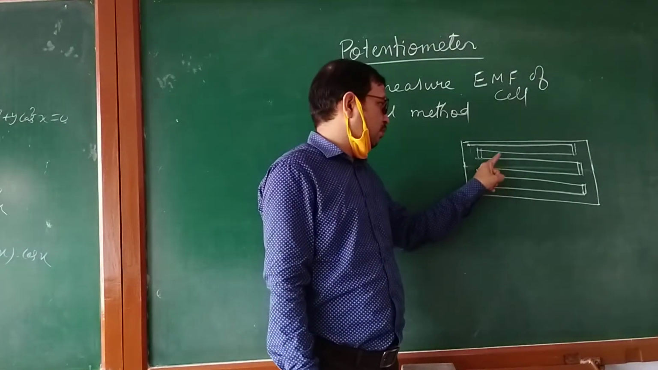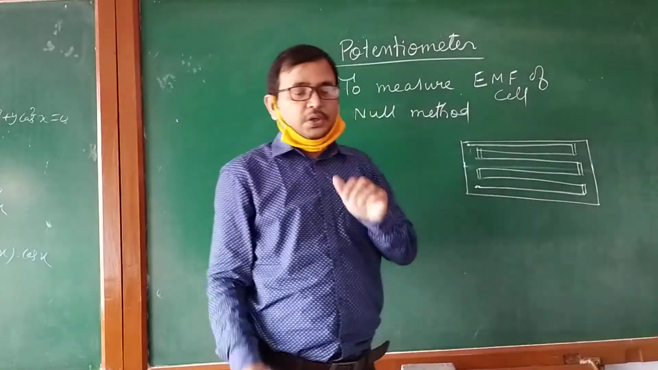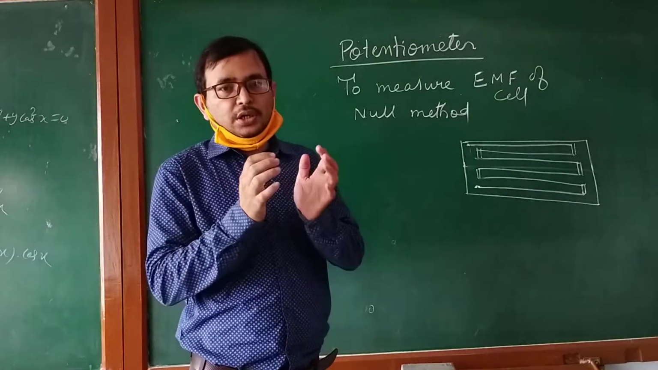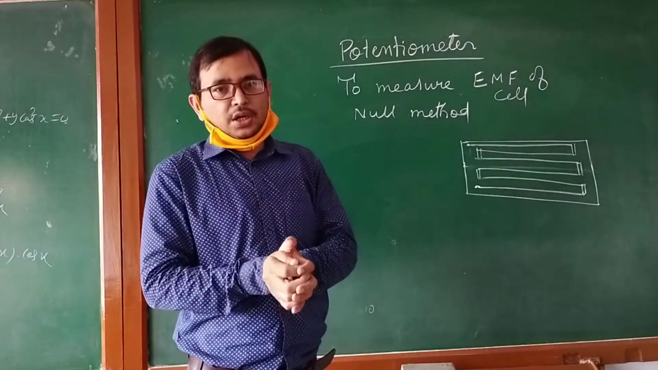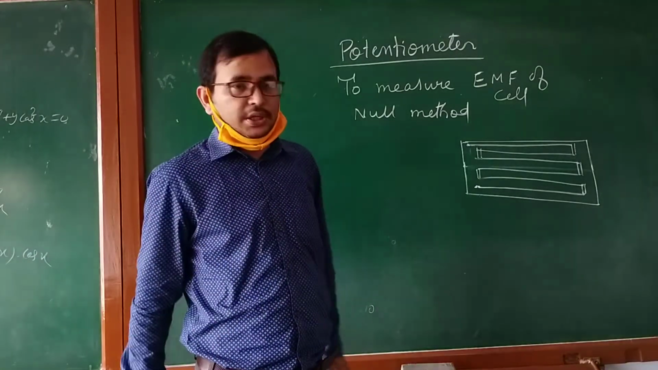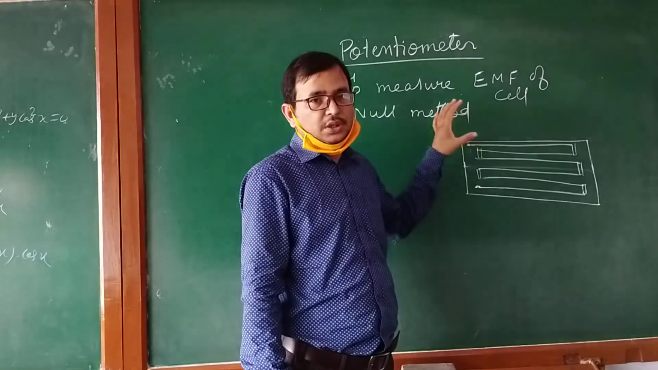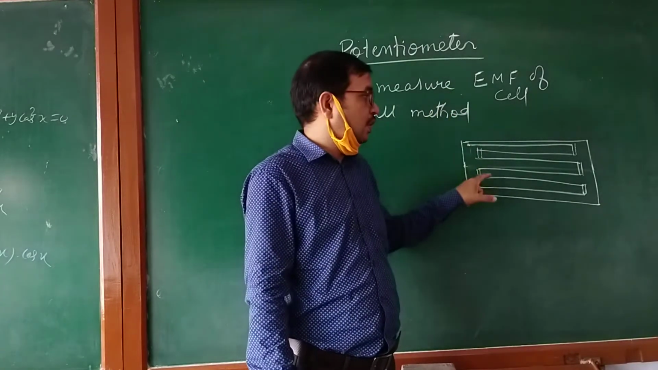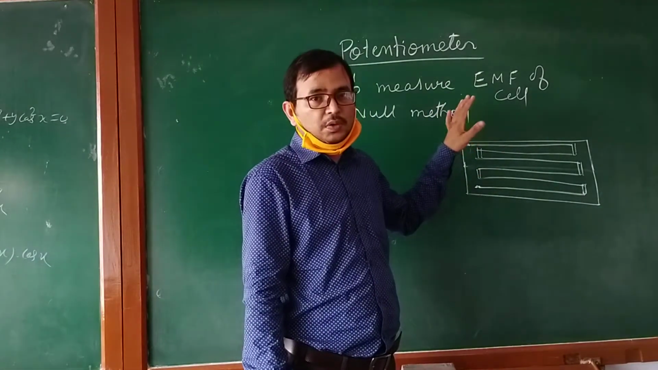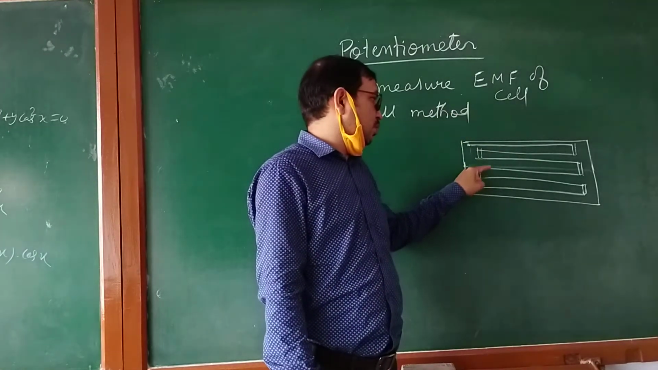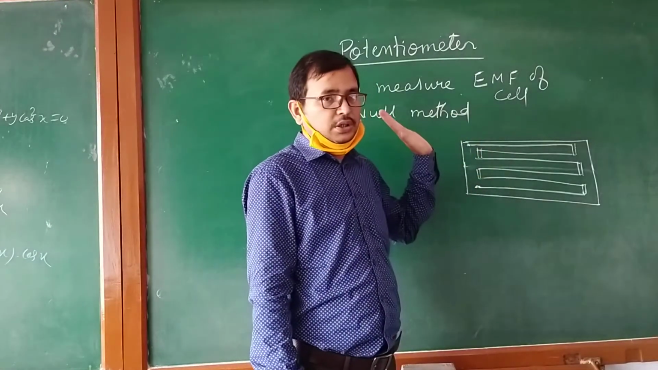100, 200, 300, 400, 500, 600. So the potentiometer you will see in the lab may be of 600, 800, 1000, 400, different wires are there. But we use that potentiometer in which the length of the wire is maximum, because its sensitivity is more. So 1, 2, 3, 4, 5, 600.